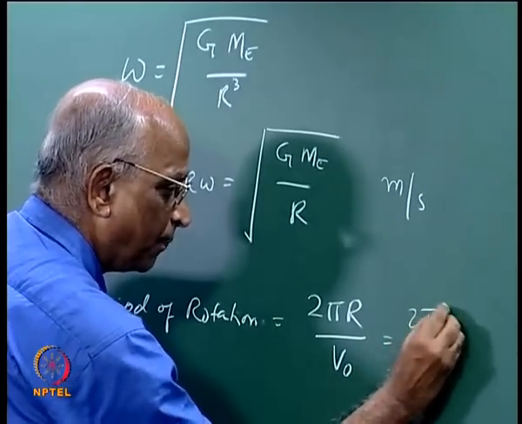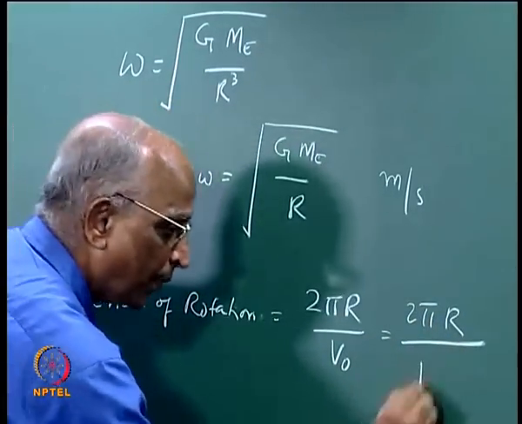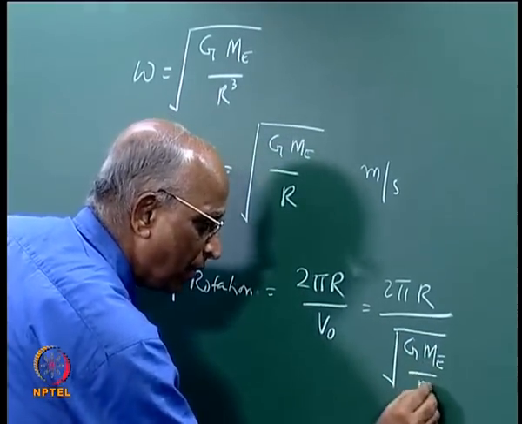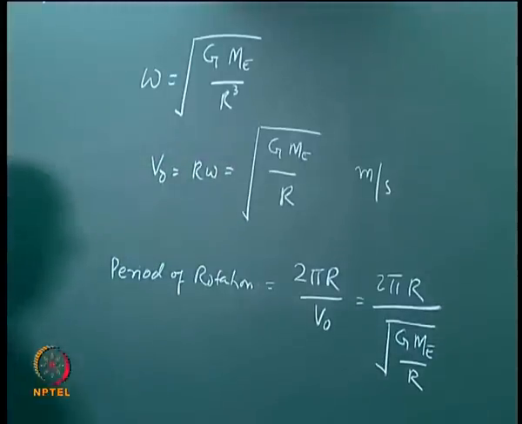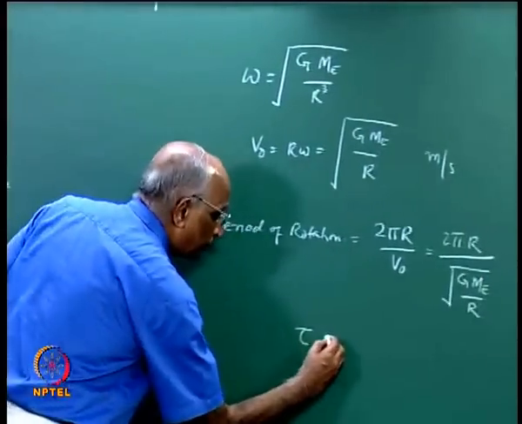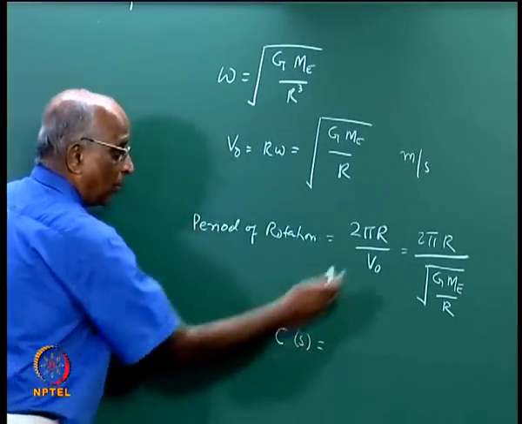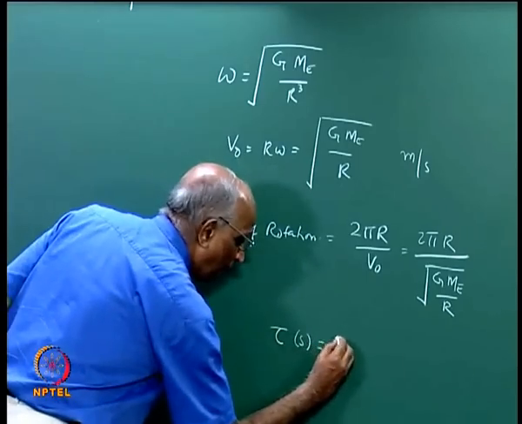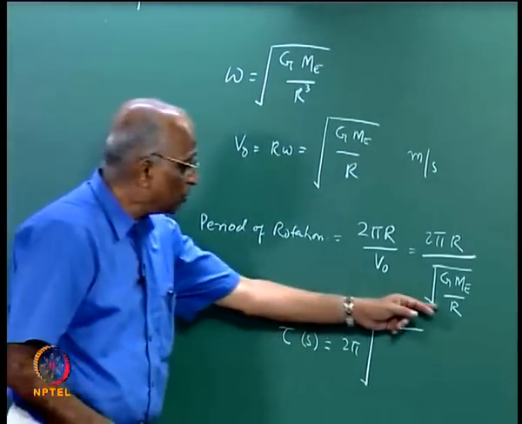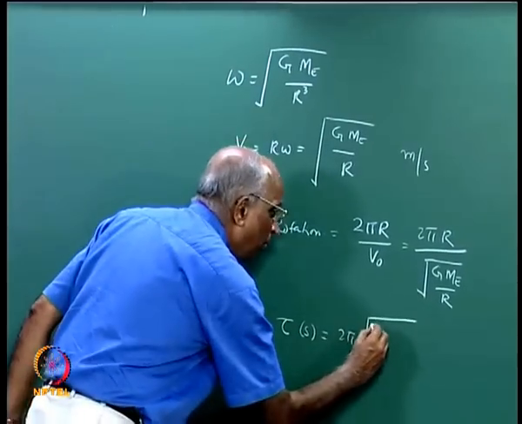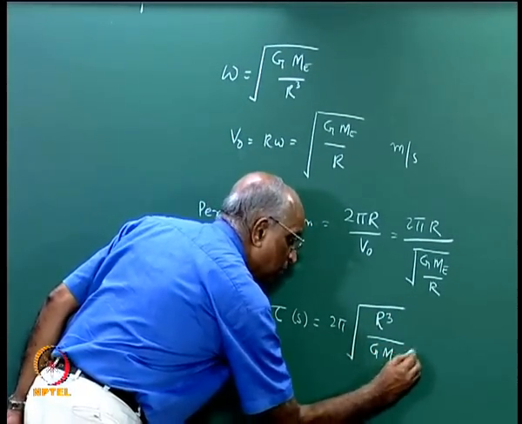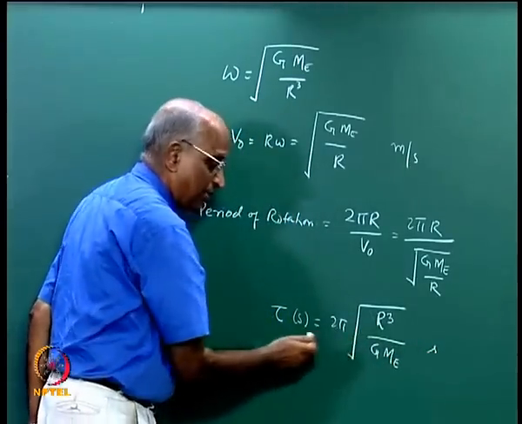2 pi r divided by under root G me by r, and what does that give you? The period of rotation, which let us call tau, in seconds, is equal to, r is in meters, therefore 2 pi into under root, r comes on top, r square, that is r cube, by G me, so many seconds is the period of one rotation.